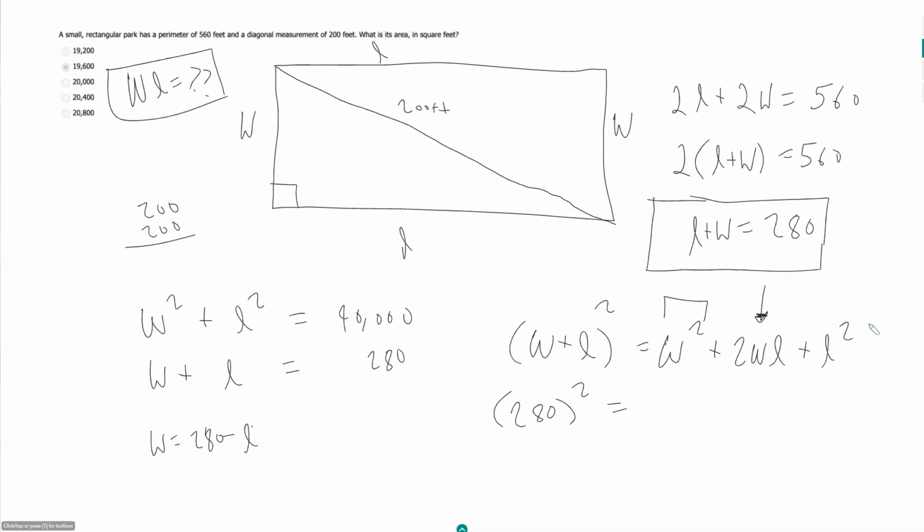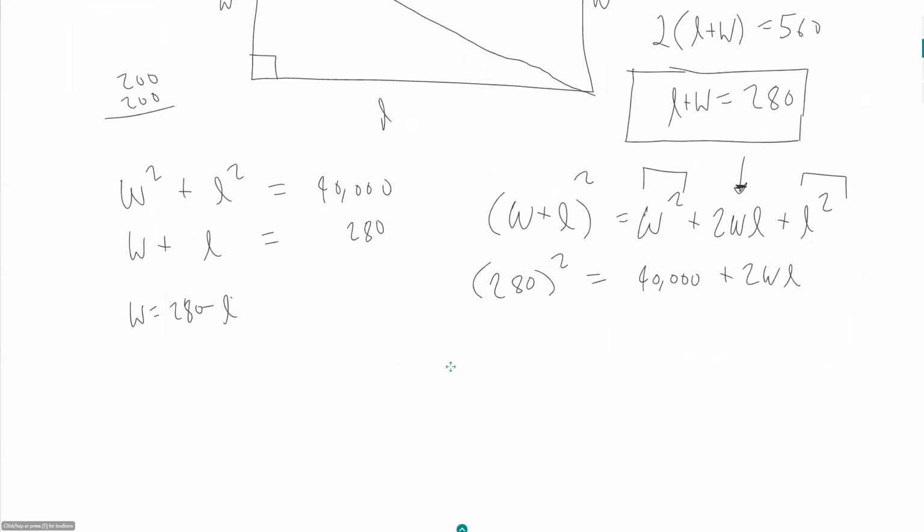But I also know what W squared plus L squared is. That's equal to 40,000. So 40,000 plus 2WL is equal to 280 squared. Before, if we were doing substitution, we would be trying to solve for W and L individually, which might be very hard and complicated, especially without a calculator. Here, we're going to solve for W times L without solving for either of them individually. That should be a little bit easier.